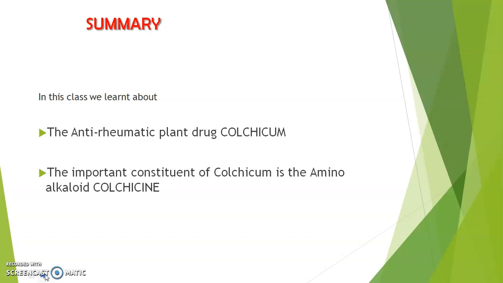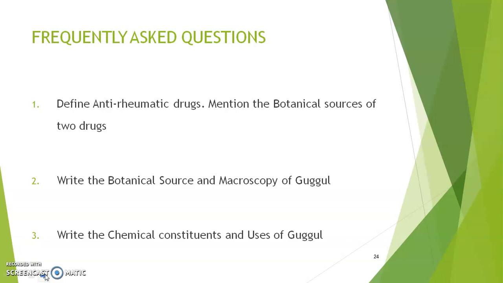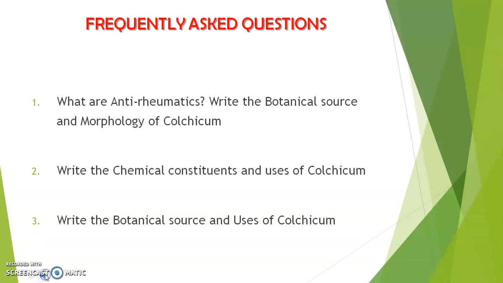So, what did we learn about this? We learned about the anti-rheumatic plants colchicum as well as Guggul. The important constituent of colchicum is the amino alkaloid colchicine. An important constituent of Guggul is steroid, that is guggulsterol. And frequently asked questions on this topic are: define antirheumatics, mention the botanical source of two drugs, or write the botanical source and macroscopy of Guggul, write the chemical constituents and uses of Guggul, then morphology of colchicum, chemical constituents and uses of colchicum, write the botanical source and use of colchicum.